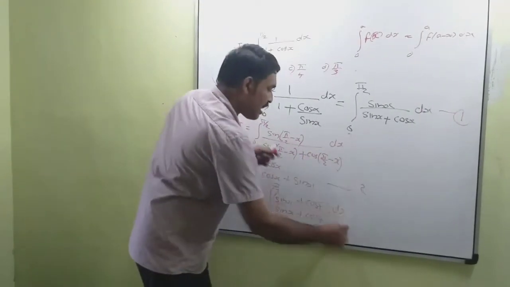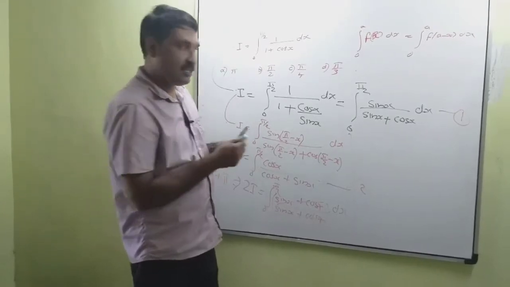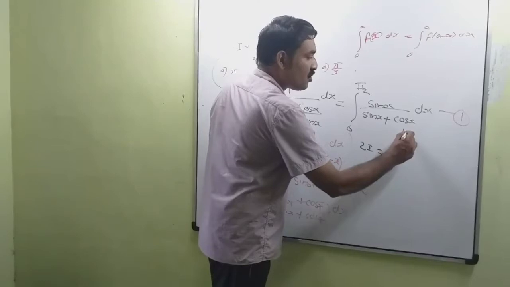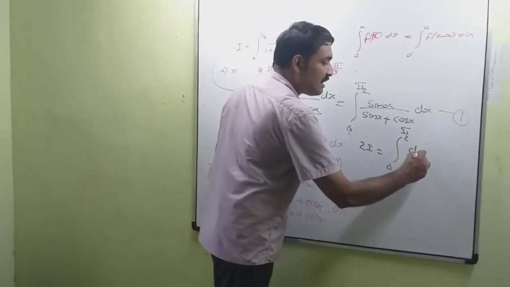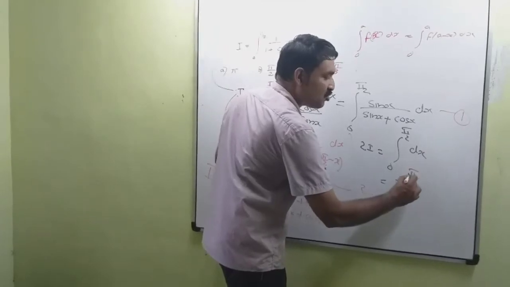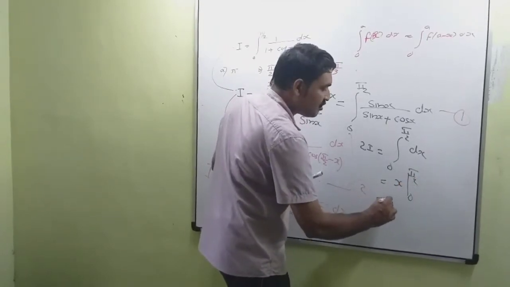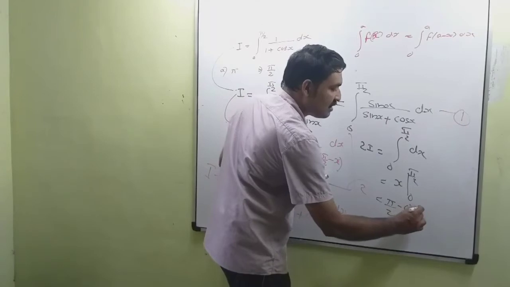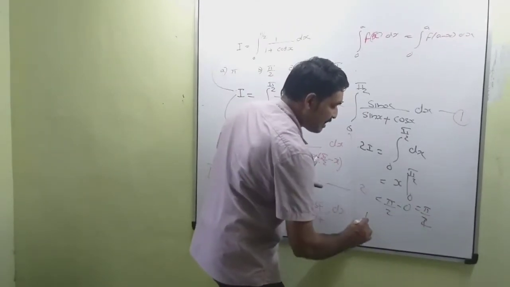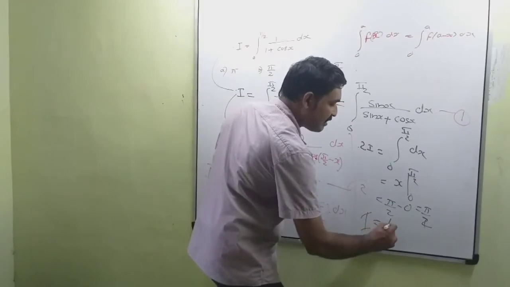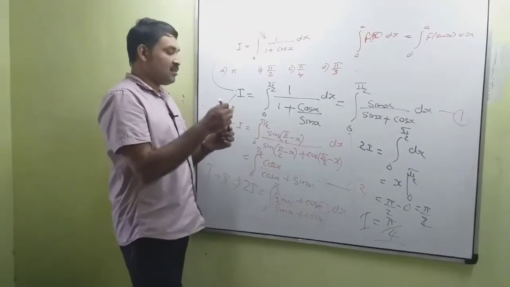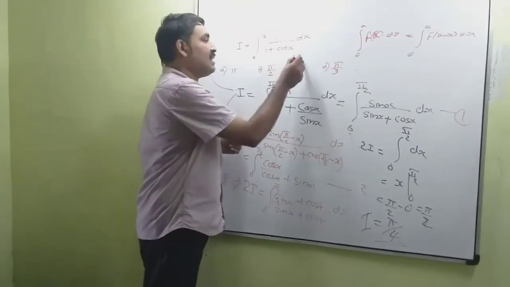So this implies 2I is equal to the integral from 0 to pi by 2 of dx. That is equal to x. Apply the limit 0 to pi by 2, that is equal to pi by 2 minus 0, which is pi by 2. So 2I is equal to pi by 2. That implies I is equal to pi by 4. That is our answer. So the option is C.